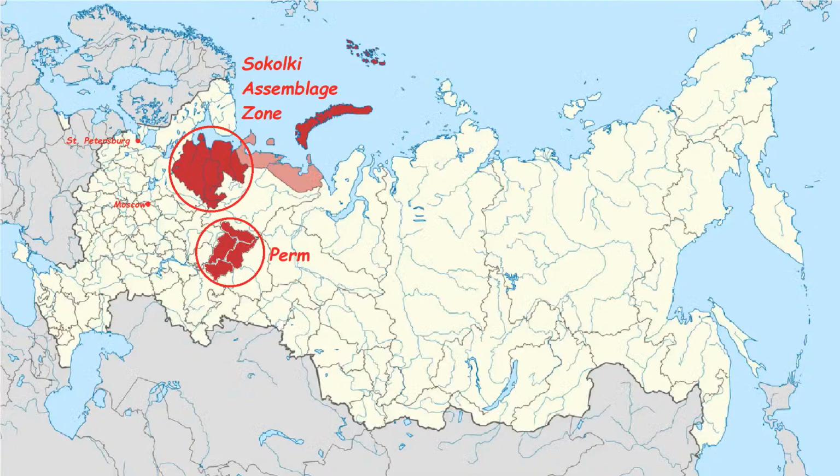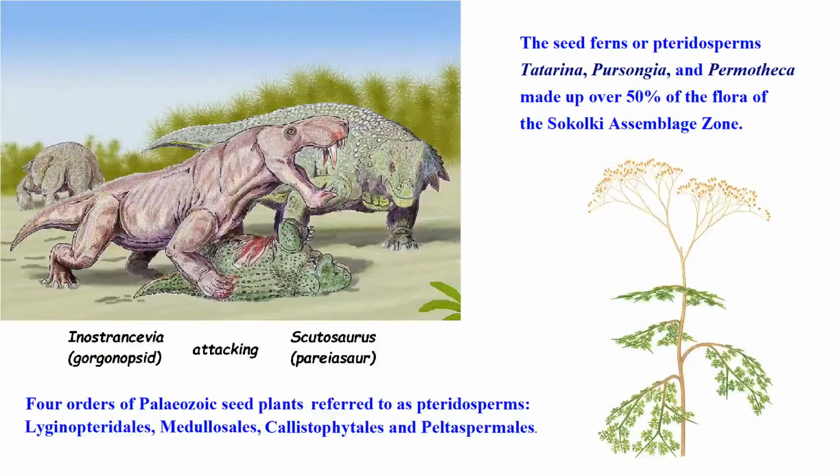Okay, up north in Siberia, you have the Perm region. You have the Sokolki assemblage zone. That's where they find a lot of these animals and plants. That's heavily studied today, that whole region, and these are the animals that you'll find in there. You'll find Inostrancevia, okay, which is a type of, I guess, tiger, lion, whatever you want to think of that is. And you had Scutosaurus, which was a pareiasaur.